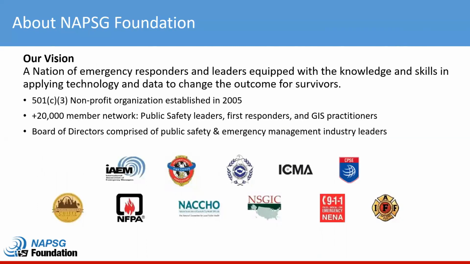So first, let's just talk quickly about who we are. The National Alliance for Public Safety GIS Foundation is a 501c3 nonprofit. And our vision is to build a nation of emergency responders and leaders equipped with the knowledge and skills in applying technology and data to change the outcome for survivors. That's a pretty important goal. I think most of you are here because you follow that this is an important thing, and so do our partner organizations that we work with.